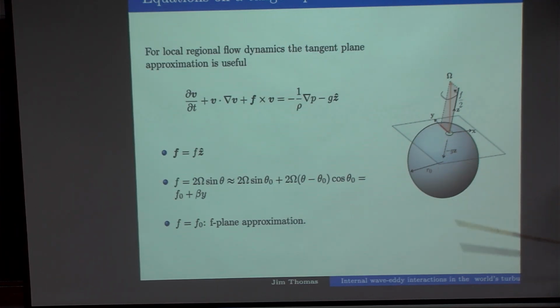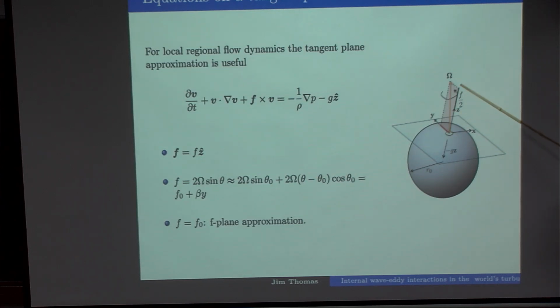Now if you are interested in modeling the local dynamics in a region, for example, if I am interested in understanding what's happening in the Indian Ocean region, Bay of Bengal, Arabian Sea regions, then I can make what's called a tangent plane approximation, where I would put a tangent plane here, and I can project all the equations onto this plane, and the Coriolis term also gets projected on this plane.